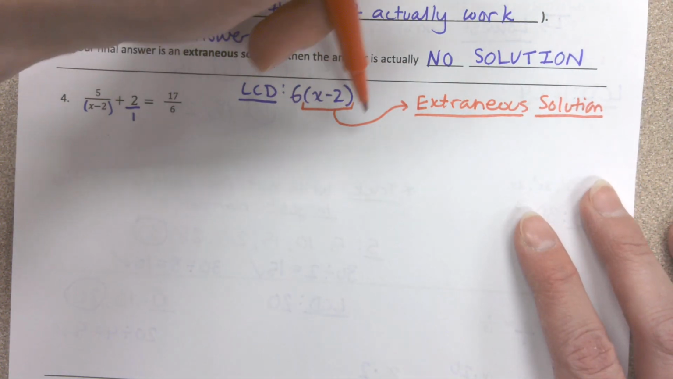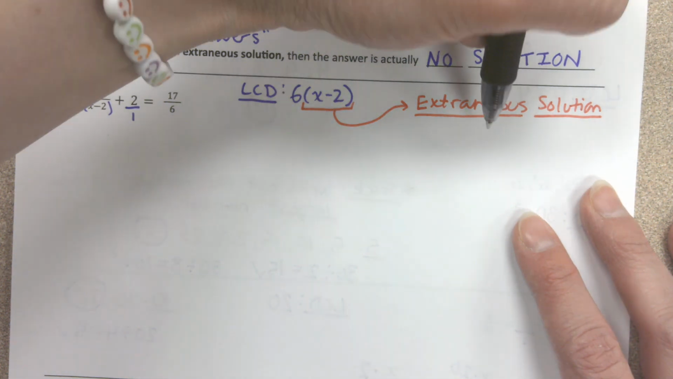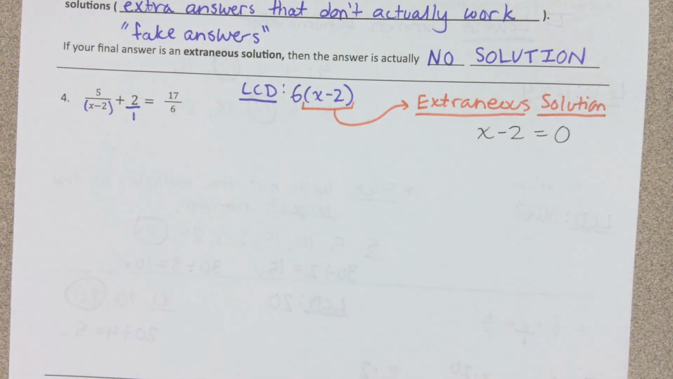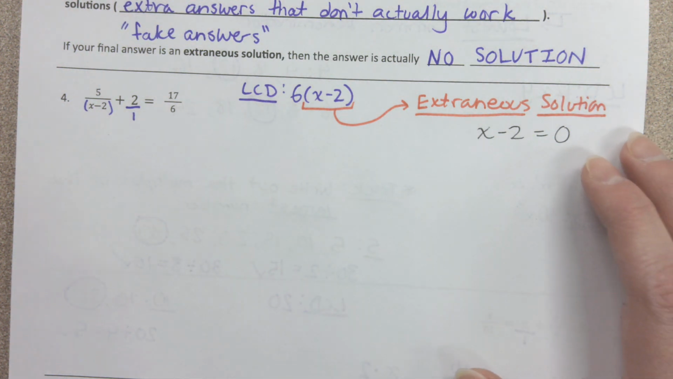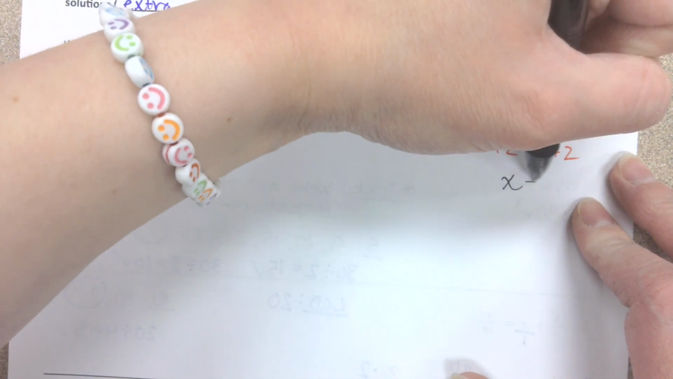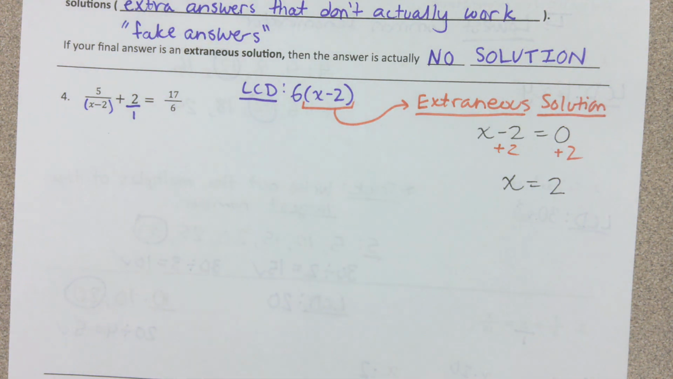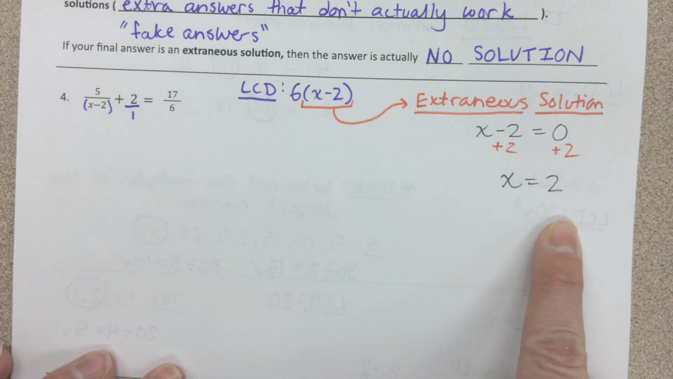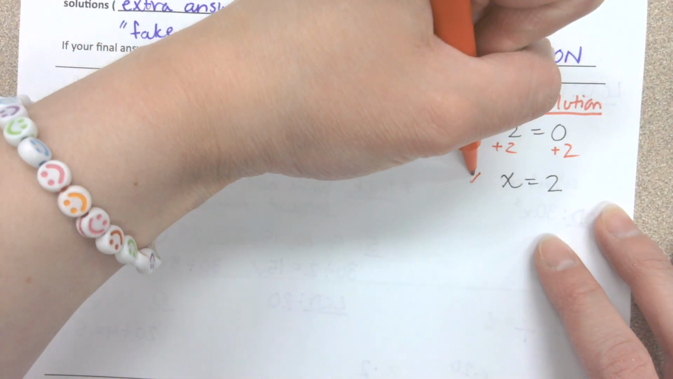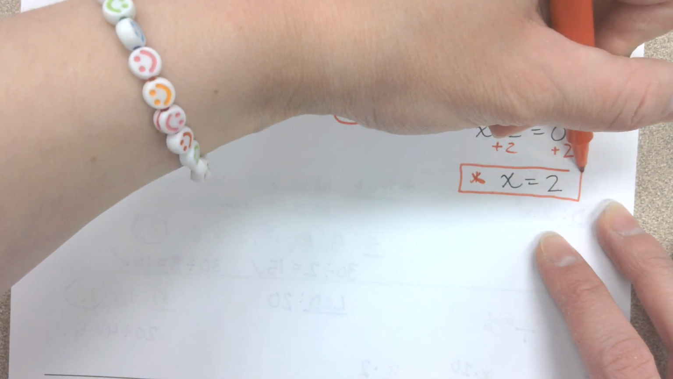What we do is we take that expression, x minus 2, and we set it equal to 0. And then we solve, which I think is pretty straightforward. You just add 2 to both sides. x equals 2. That is a fake solution. So if you finish the problem and this is the answer you end up with, it's wrong. You actually have a no solution. So we need to keep an eye out for this guy right here.